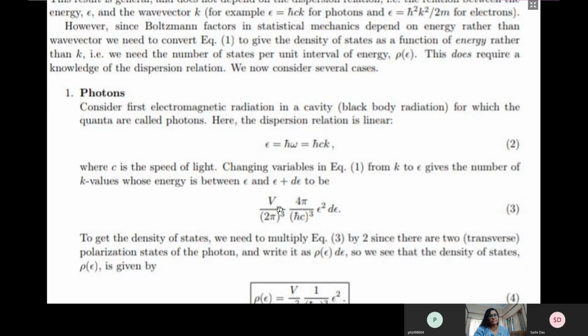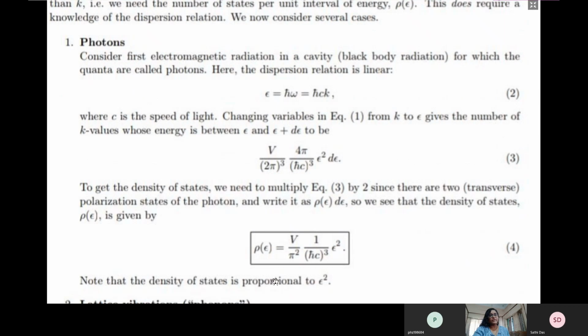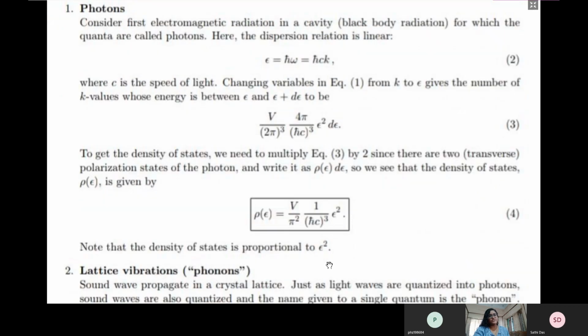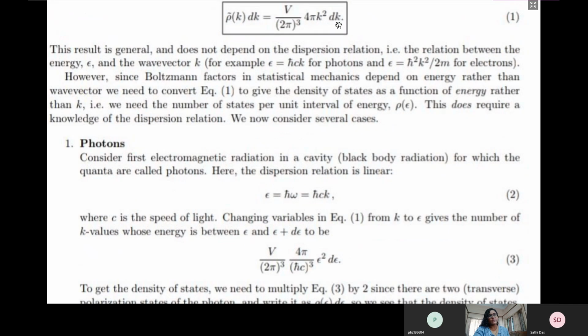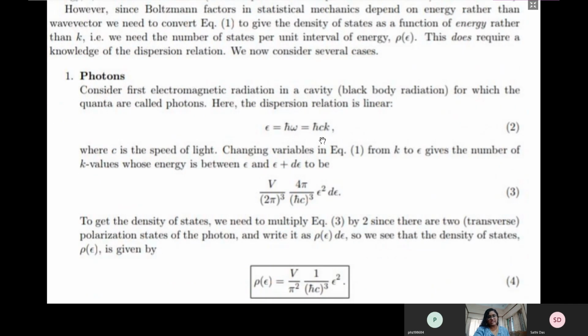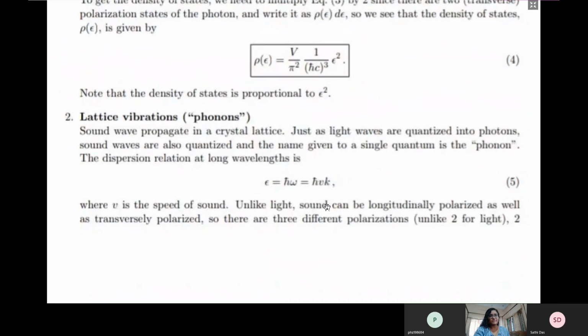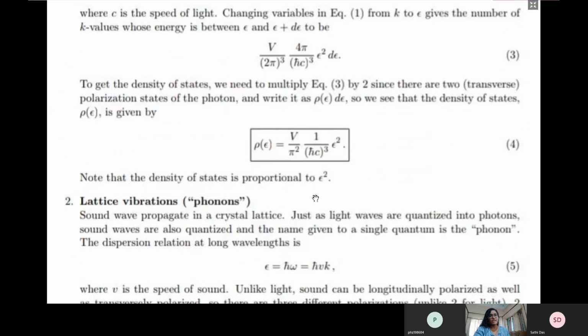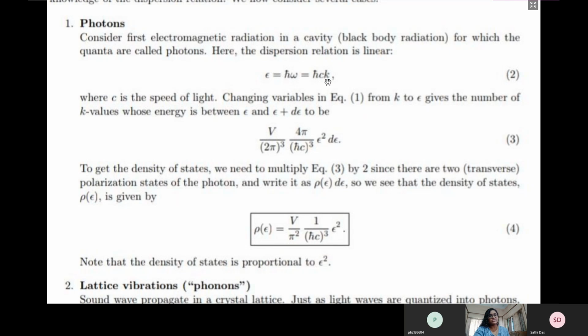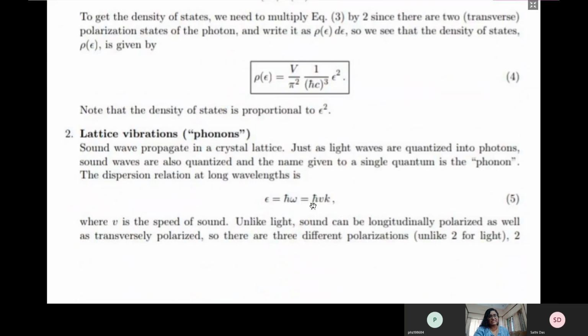Okay. So write in terms of epsilon and you find out the rho of epsilon. From the dispersion relation for the 3-dimension case, you only have to calculate this k and dk term. Suppose I am taking the lattice vibration. For lattice vibration it is h cross omega. For the photons it was h c k. For the phonon vibration, it is h cross v k because it has some velocity, not c.